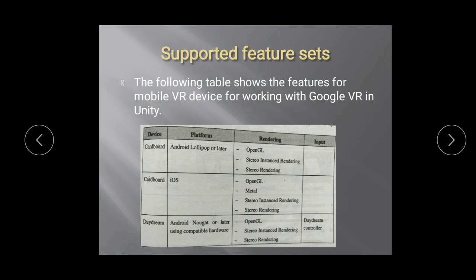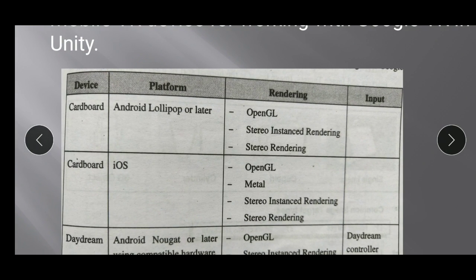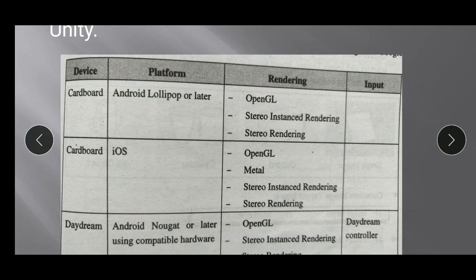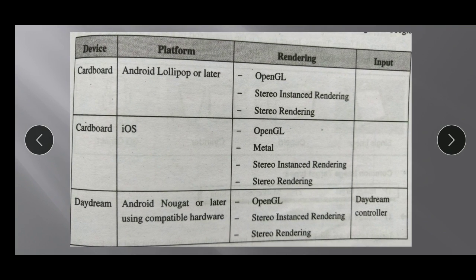So basically, the supported features and sets for Daydream, or virtual reality in Unity, are as follows. First is Cardboard, whose platform is Android or later. The SDK is OpenGL, with stereo instanced rendering and stereo rendering. Next is Cardboard on the iOS platform. They have OpenGL, Metal, stereo instanced rendering and stereo rendering.